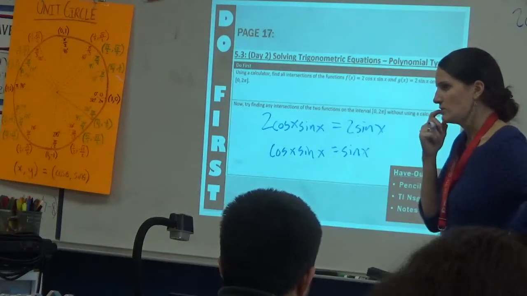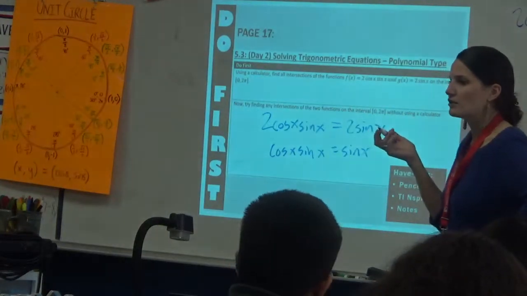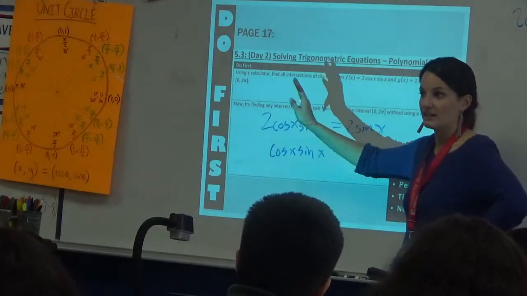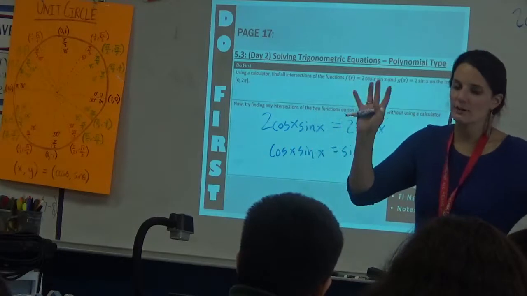And then what'd you do? Divided by sine x. Okay, so he noticed that if he divided by sine, he got 1 over here. And when you divide by sine, that cancels out the sine and you'd have cosine over here. Now you gotta be careful.